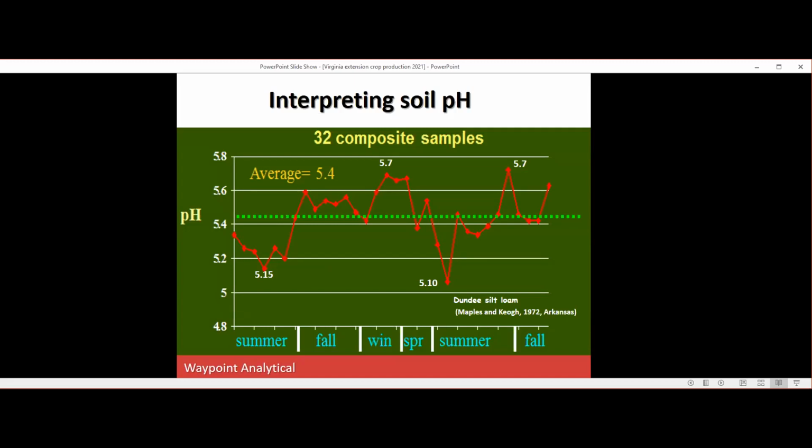It then stayed constant over fall and winter, increased a little bit in spring, and then you can see it dropped right back down to a 5.10 in the summer again before rebounding back up in the fall to a 5.7. So the take-home message I want to give you is that when you take a soil pH, the numbers are not going to stay consistent from one year to another, and it's going to go up and down depending on what your fertility practices are and what your cropping rotation is.